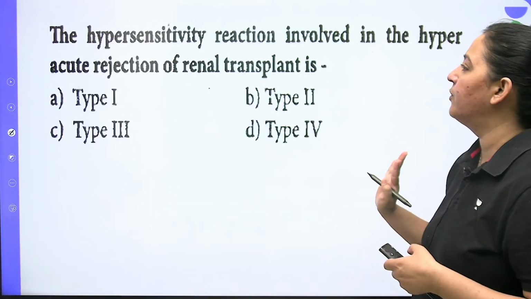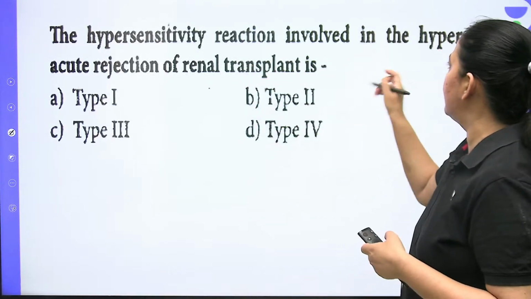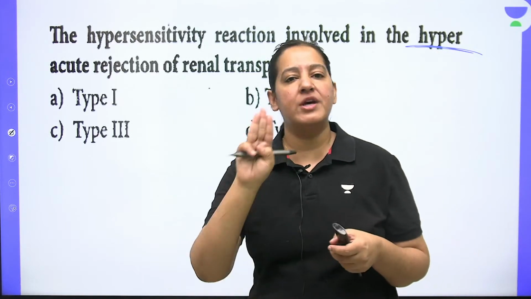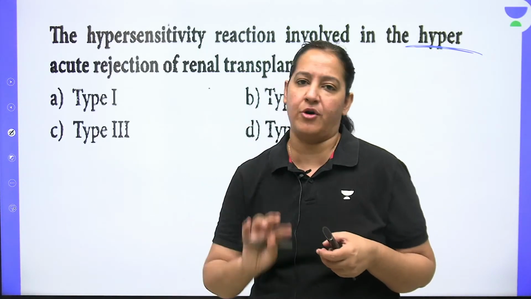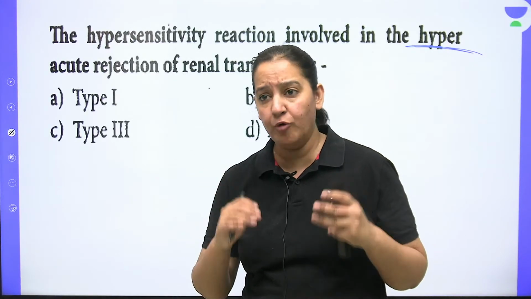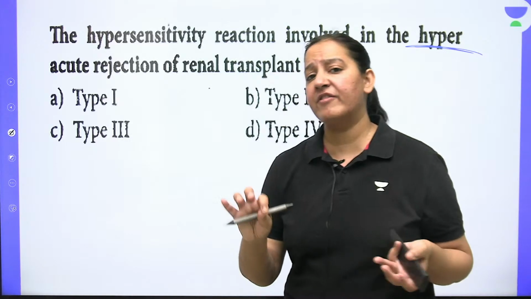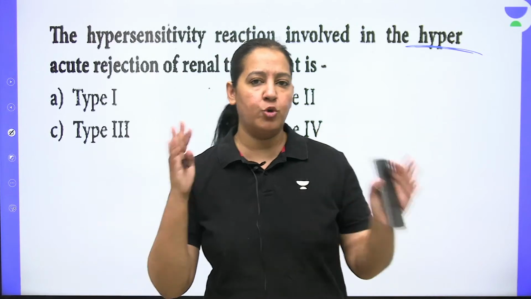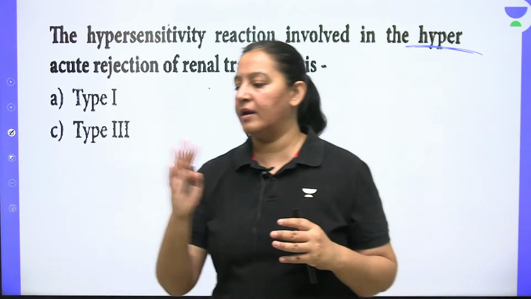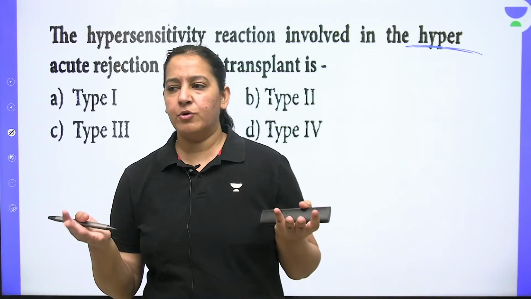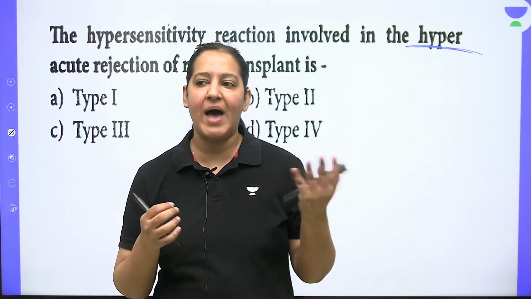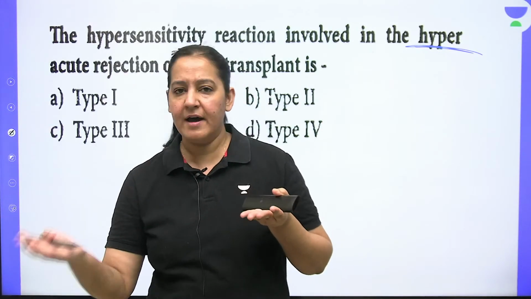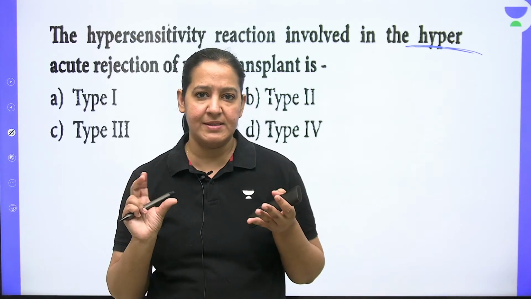The next question is in front of you. The hypersensitivity reaction which is involved in hyperacute graft rejection. As I have told you, there are three types of graft rejection: hyperacute, acute and chronic, depending on the time after which they are rejected in the body. In hyperacute rejection, the graft is rejected on the OT table only. Imagine two OTs running simultaneously, one with a donor and another with a recipient. We prefer to conduct both OTs in the same hospital. As soon as the graft comes out of the donor body, we implant it in the recipient's body so that there is no autolysis in the graft.